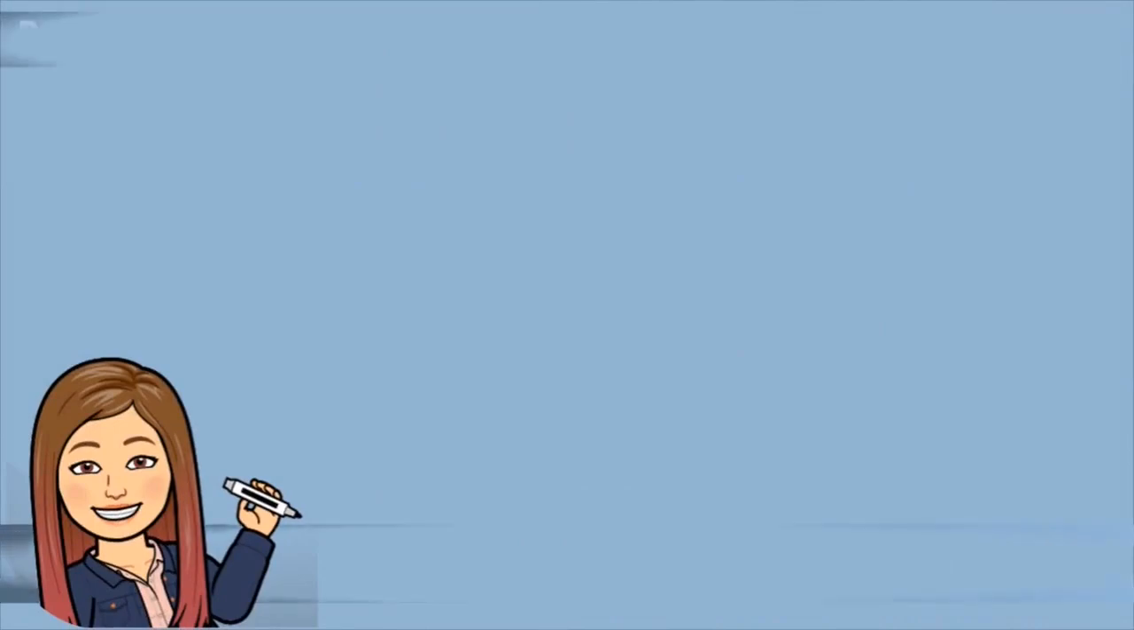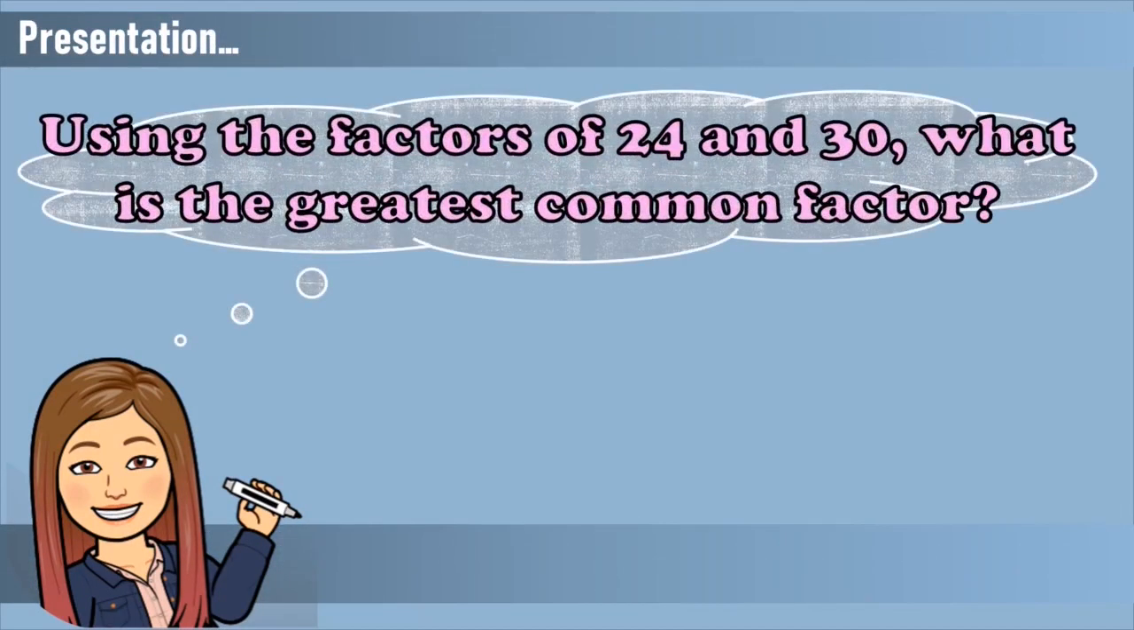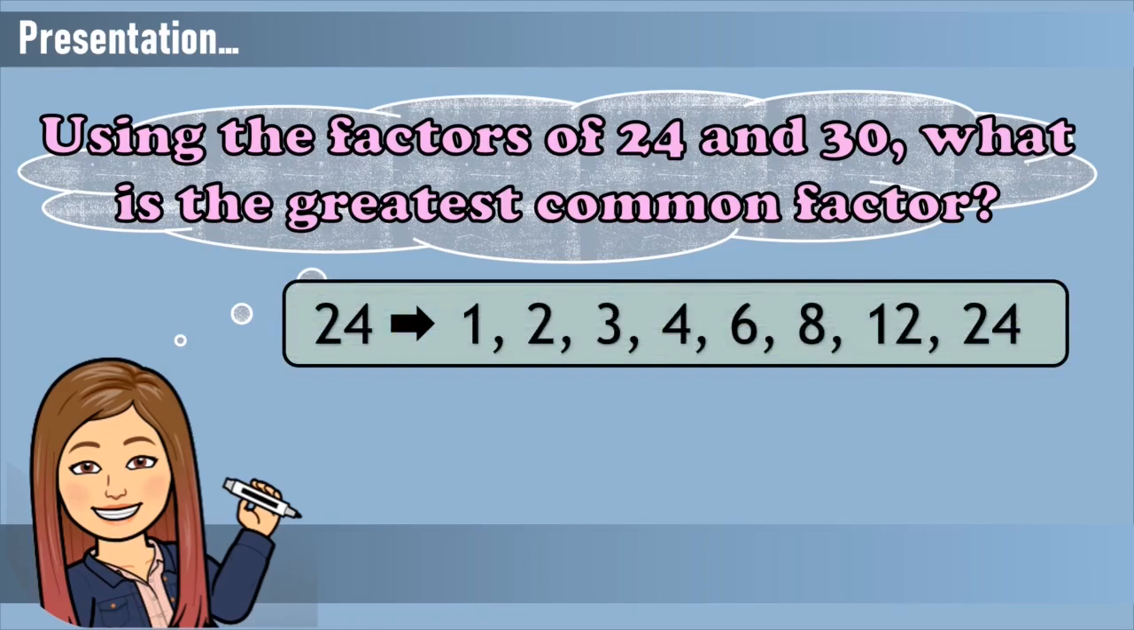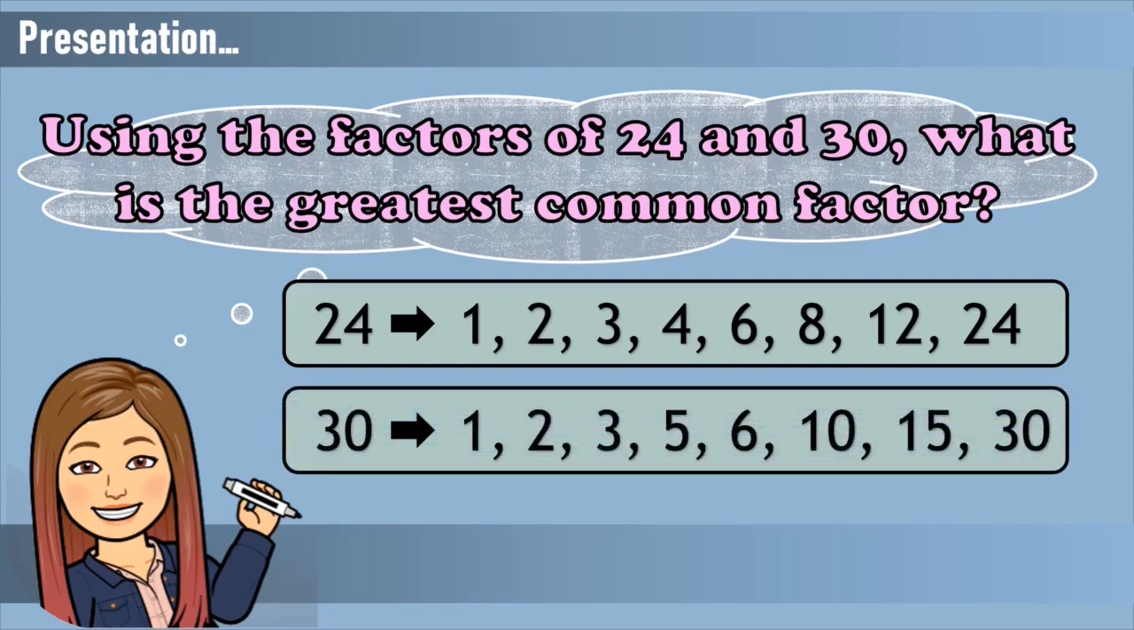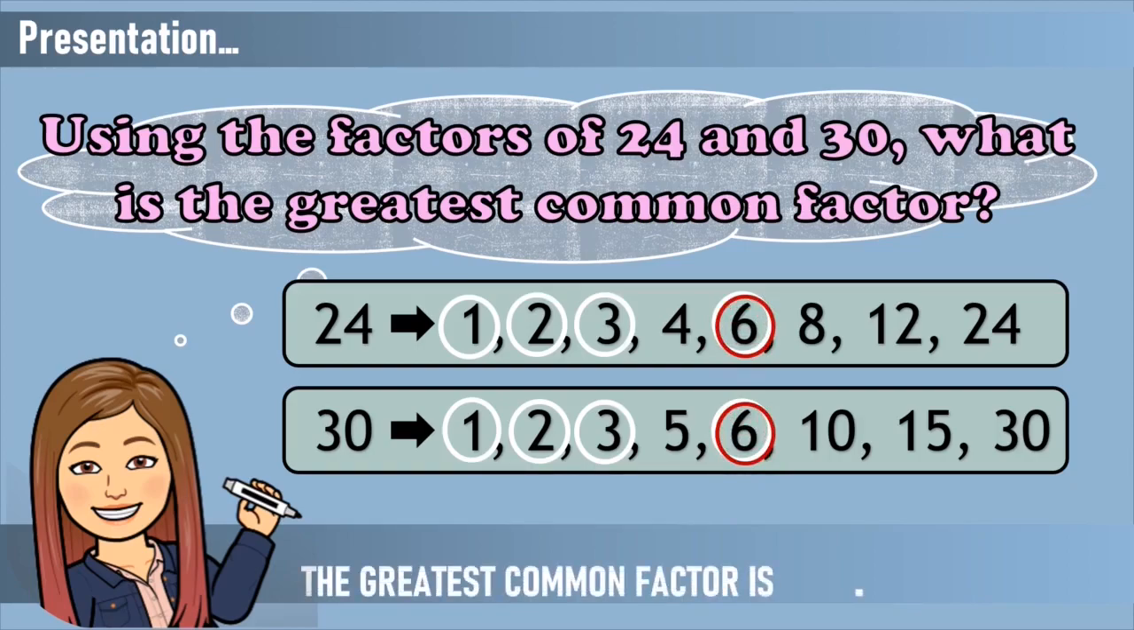Are you refreshed now on the laws of exponents? Let's proceed. Using the factors of 24 and 30, what is the greatest common factor? 24 has factors of 1, 2, 3, 4, 6, 8, 12, and 24. While 30 has 1, 2, 3, 5, 6, 10, 15, and 30. 1, 2, 3, as well as 6 are common factors. But which among these four is the greatest? It's 6. The greatest common factor is 6.